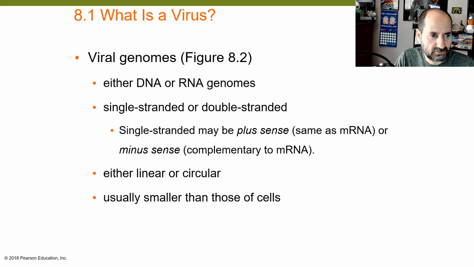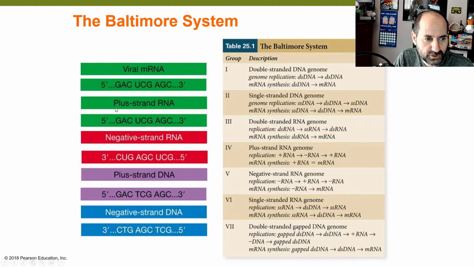Let's see, the viral genomes. You should know about the viral genomes, how they're quite diverse. They could be DNA, RNA, single strand, double strand. They could be plus strand RNA, minus strand RNA. They could be linear, they could be circular, they could be one chromosome or multiple segments. You should know that the plus strand RNA is the same sense as a mRNA.